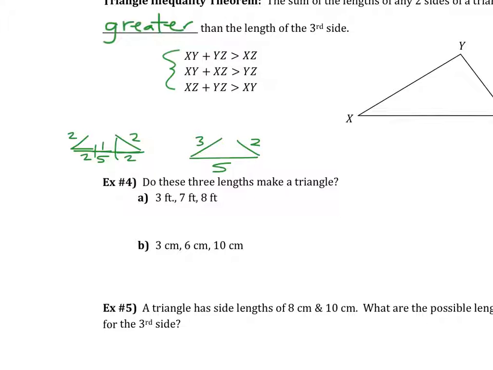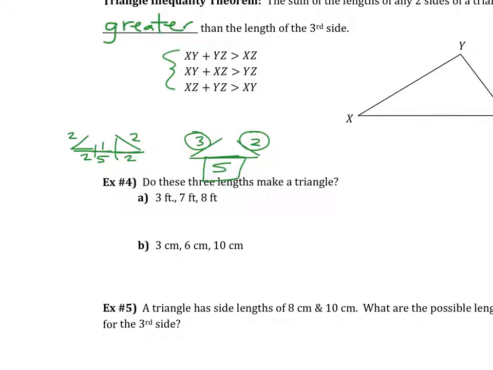Yes, eventually the 2 is going to meet the end. But when it lays flat though, are you getting a triangle out of that? No, you're going to get a straight line, because they're equal. 3 plus 2 is not greater than 5, it's equal to 5, okay?